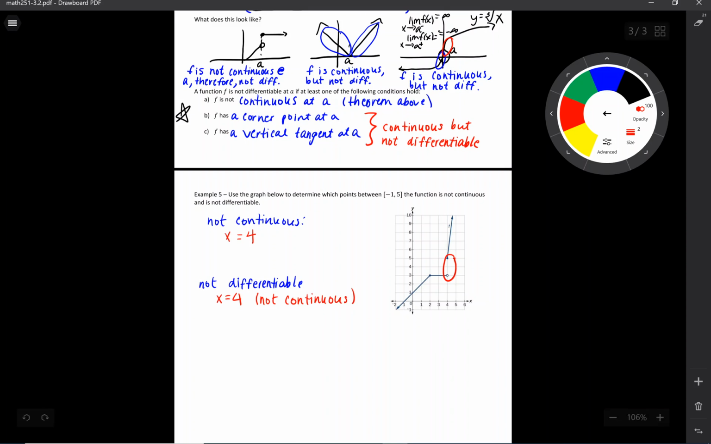Okay, that's the only place where I'm not continuous, but where else am I not differentiable? I want to find a point where I either have a vertical tangent line or a corner point. Well, I have a corner point right here at x equals 2. I have a different slope coming from the left side and the right side of 2. So the point x equals 2 is not differentiable because I have a corner point there. Even though I am continuous at x equals 2, I am not differentiable there.